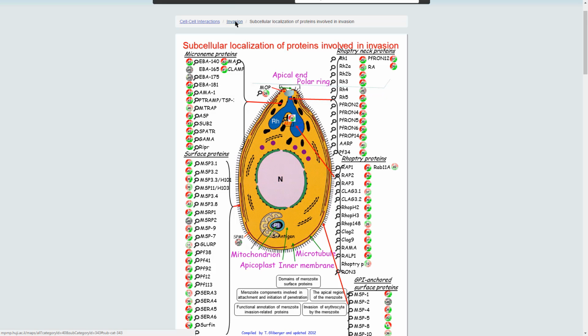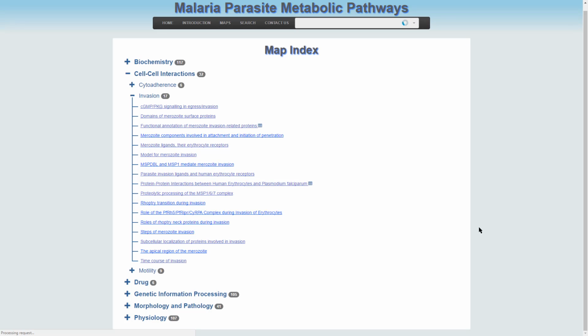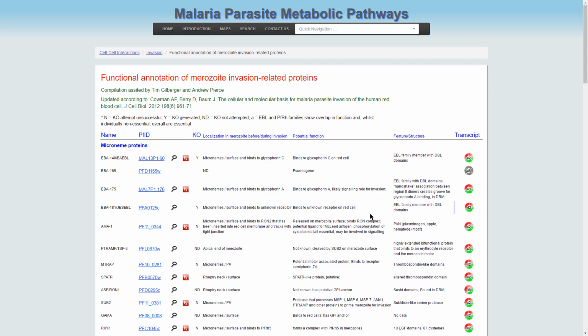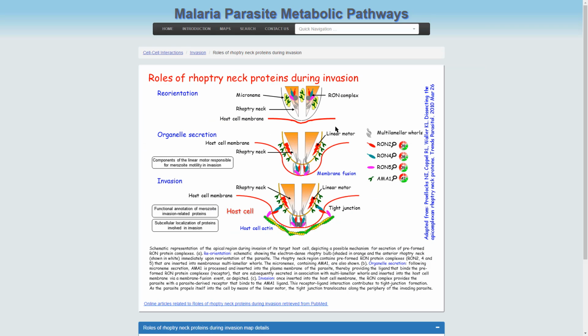We go back to invasion, and we see that we have a table which not only shows all those proteins but also gives some information about their localization, their potential function, and their features and structure. Some of the schemes are more detailed.